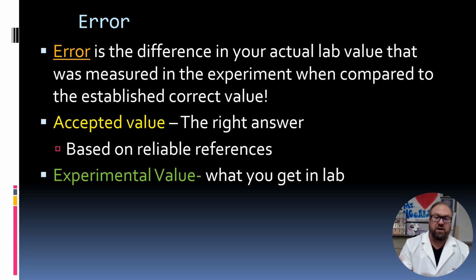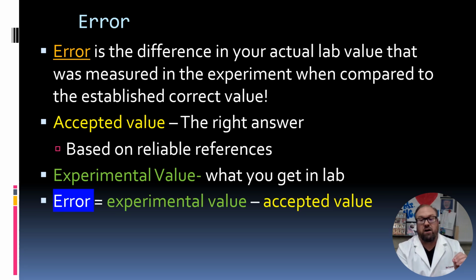Now, the experimental value is what you get in lab. Whenever you are given, for example, a density lab and you and your partners are going to calculate the density of copper, you're going to come up, using the technique in class, with your own actual value for the density of copper. Then you're going to look up on a data table that is accepted as a reliable source the accepted value of the density of copper, and then you can subtract those two and find the difference to get your error. So error, mathematically, is the experimental value minus the accepted value.